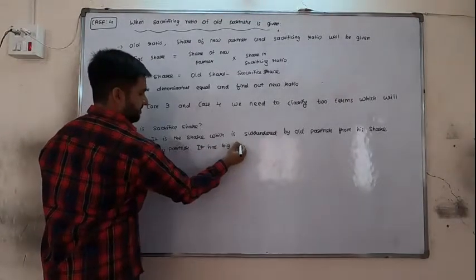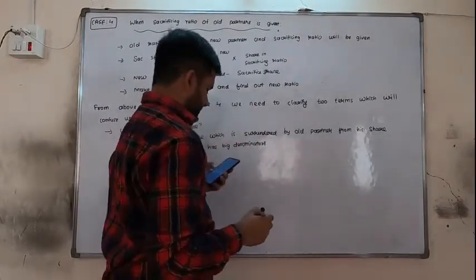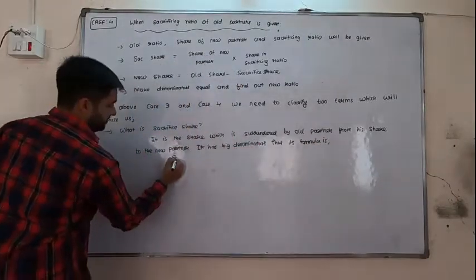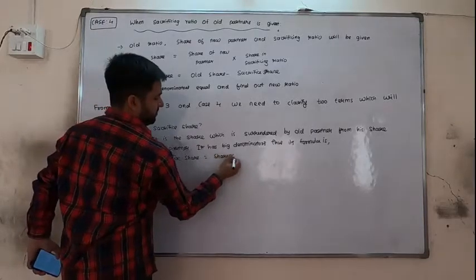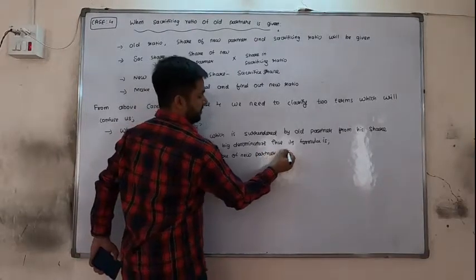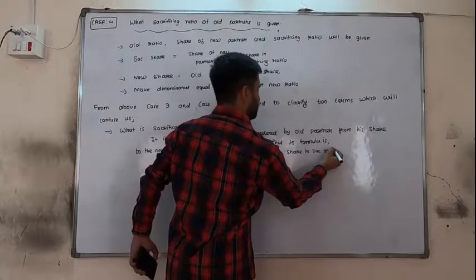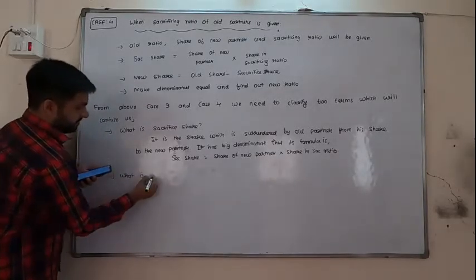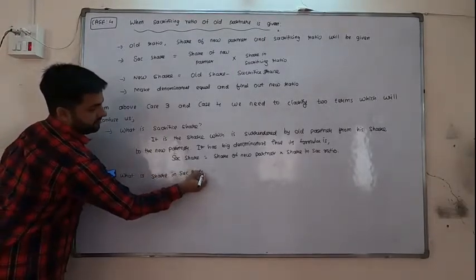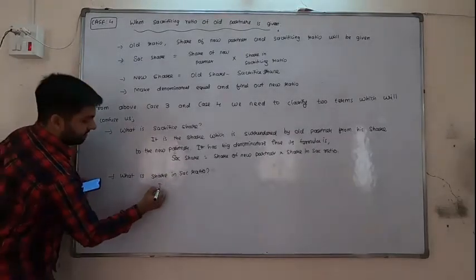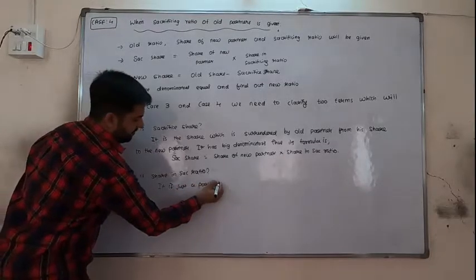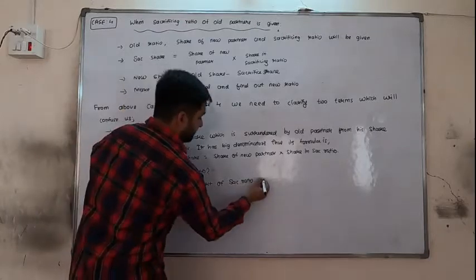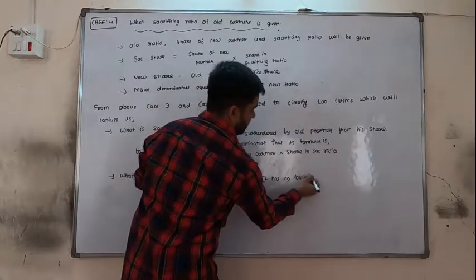It has big denominators, thus its formula is sacrifice share is equals to share of new partner multiply share in sacrifice ratio. Then again, what is share in sacrifice ratio? It is just a part of sacrifice ratio. It has no formula.